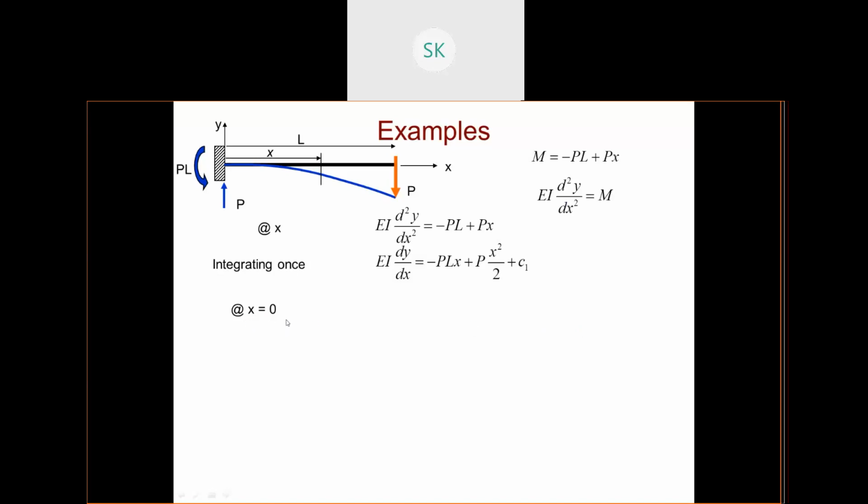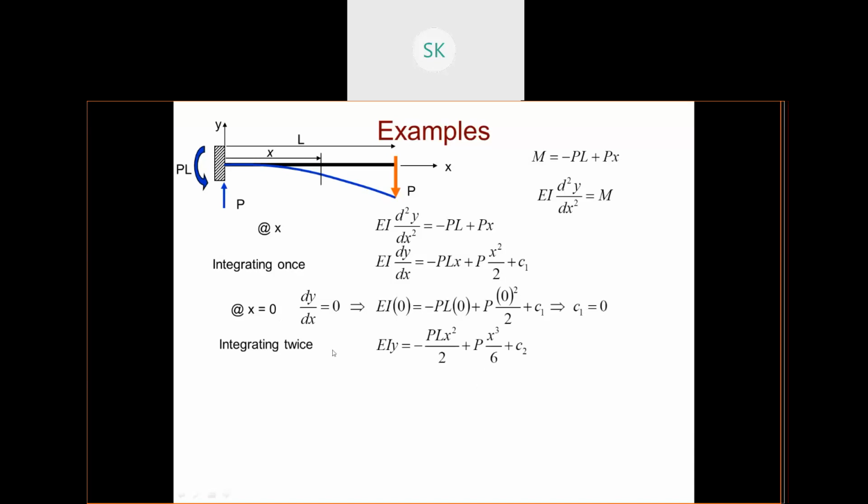Now I'm considering x equals 0 here and x equals L. At x equals 0, your dy/dx is 0, so you'll get C1 equals 0. This is the equation I got. I have integrated this one and got C1 as a constant. Now I need to find the C1 value at x equals 0. At x equals 0, my C1 is 0, so I have to place this C1 in this equation.